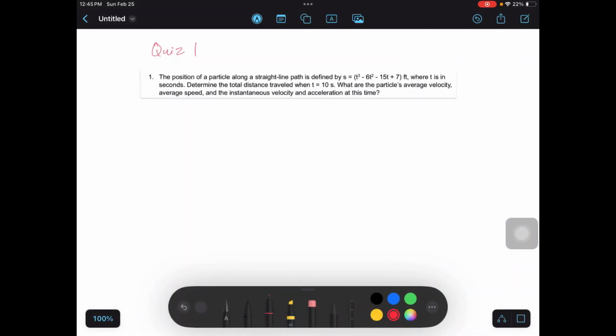Let's solve your quiz 1. So, in preparation para sa prelim exam bukas. So, problem number 1 for quiz 1, the position of a particle along a straight line path is defined by this function.